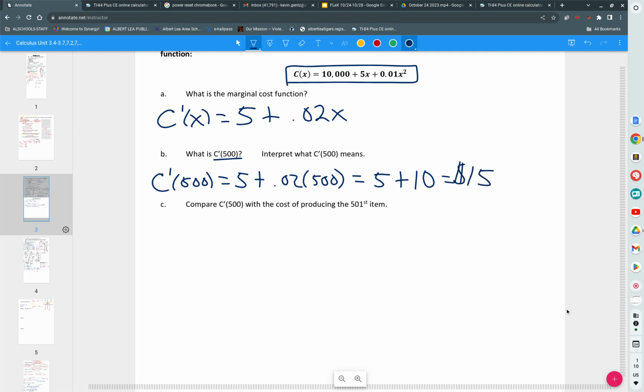It says interpret what C prime of 500 means. What does that mean? Estimated cost for 500 items? Cost for 501 items? Estimated cost it takes to produce one item? Excellent. We've got to talk about this because that's the piece. So I need you to see your way through this. Some people have it there. Some people don't as much.